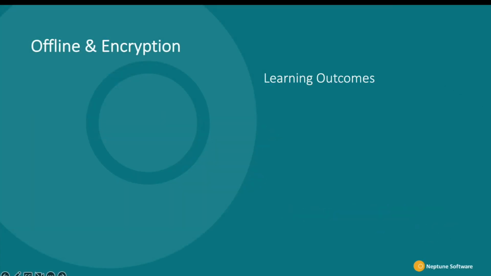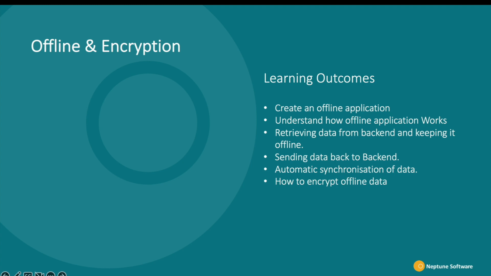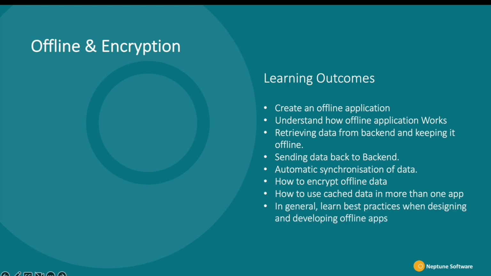What you'll learn after this training is to create an offline application from scratch. You will understand how offline applications work in Neptune. You will be able to retrieve data from the backend and save it offline in an application. Also, you will know how to send that data back to the backend. You will learn about automatic synchronization of data, how to encrypt offline data, and how to use cache data in more than one application. And last but not least, learn the best practices when designing and developing offline applications.